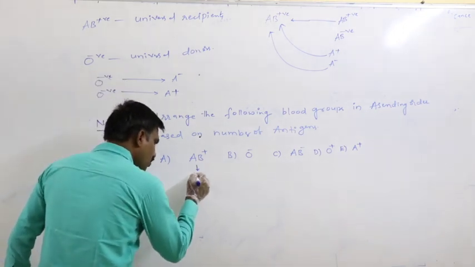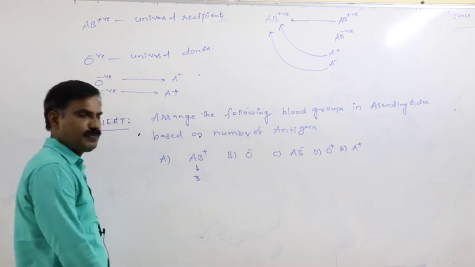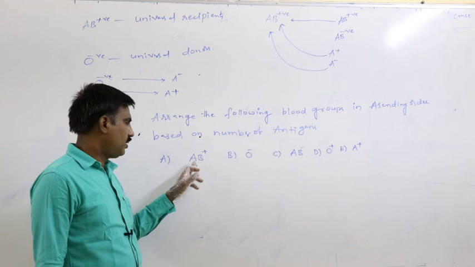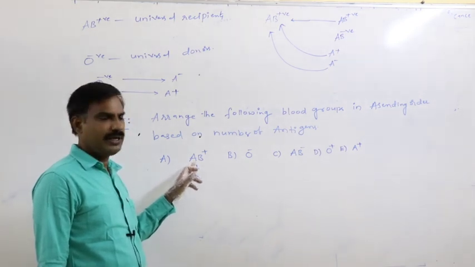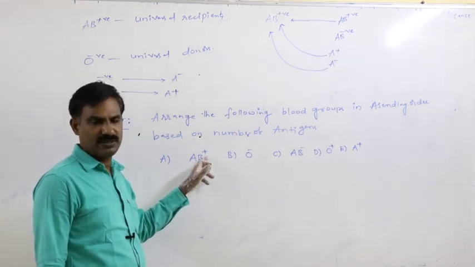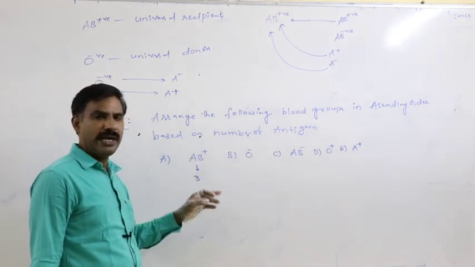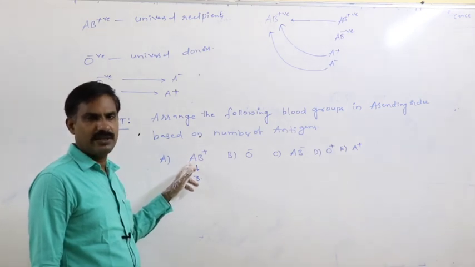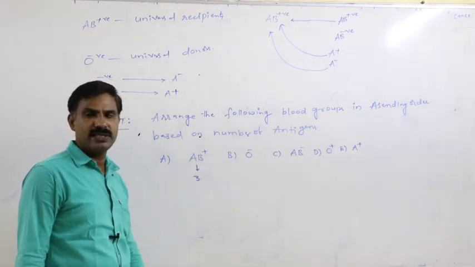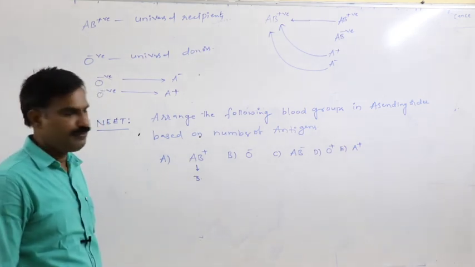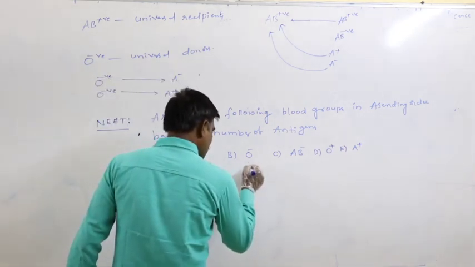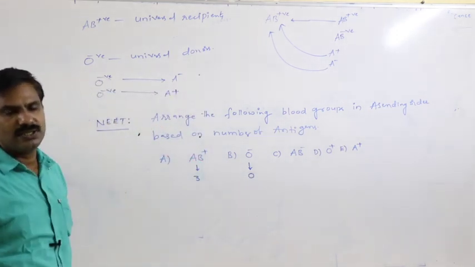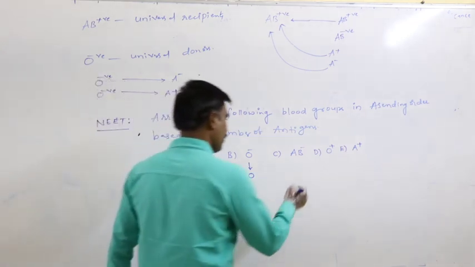In the AB blood group person, how many antigens are present in total? In AB positive there are 3: normal antigen A, normal antigen B, and in addition to them the Rh antigen is also present. Normal A and B antigens are present on the surface membrane of the RBC of an AB blood group person. In O negative person, normal antigen is absent, and Rh antigen is also absent. So that is 0.